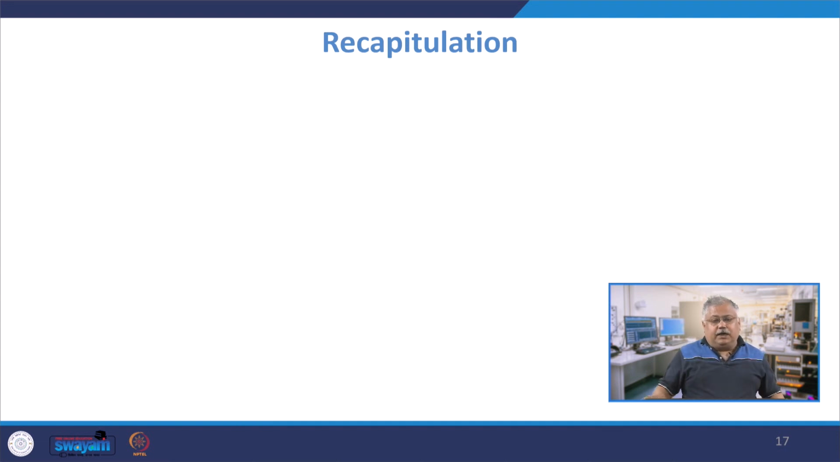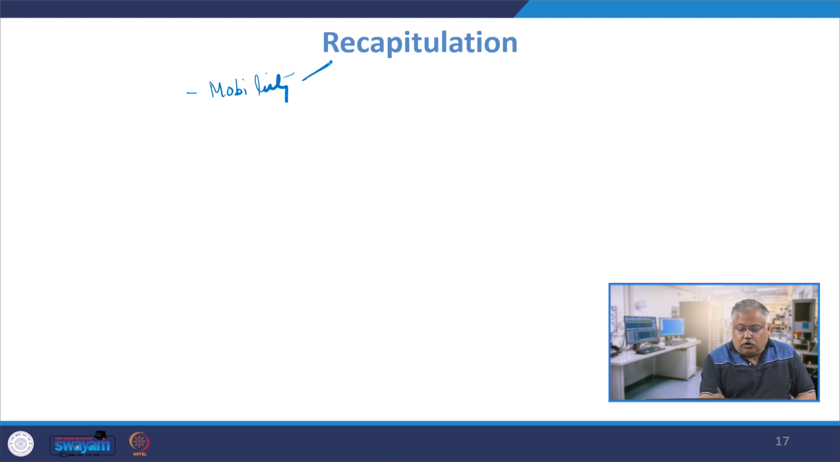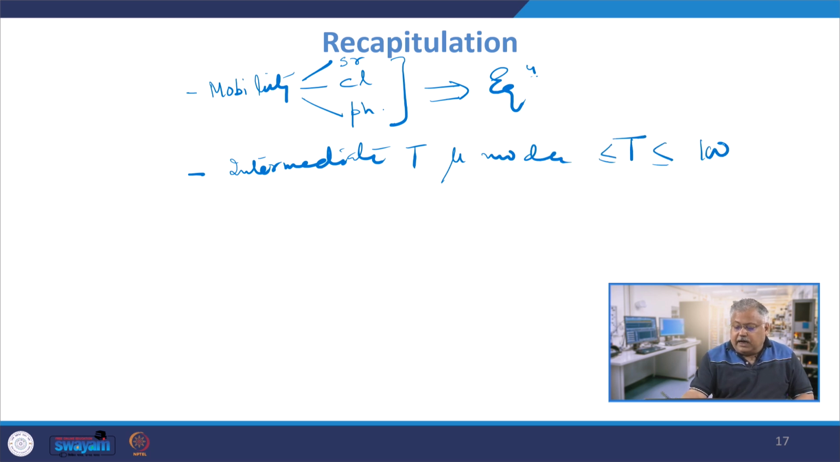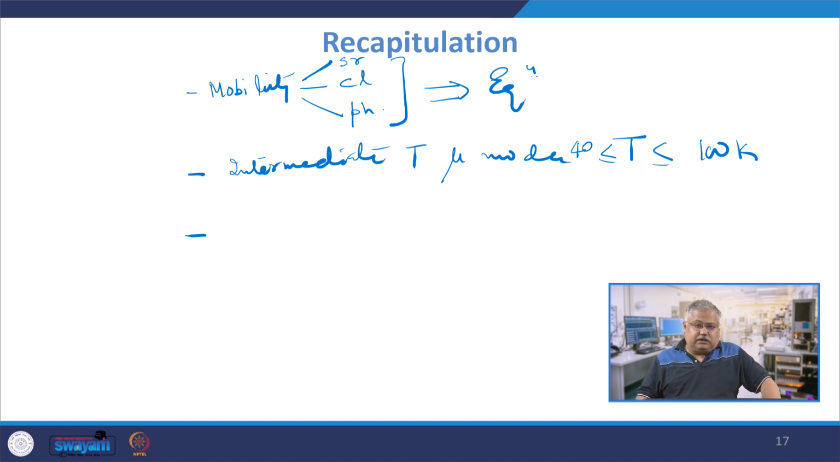So, let me recapitulate what we have done till now. I have explained to you the basic mobility model, right, and this mobility model's dependency on surface roughness, on Coulomb and on phonon has also been shown to you, their respective equations have been discussed, right. We have also looked into the intermediate temperature mobility model, right, for T between 100 and around 40 Kelvin, and this gives me quite substantial results which are very close to the experimental results available to us.